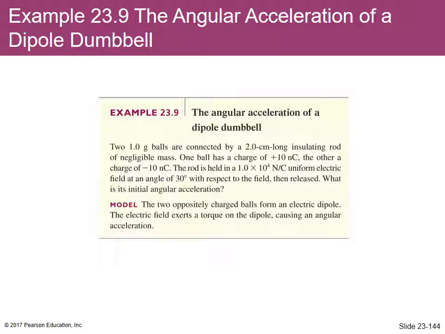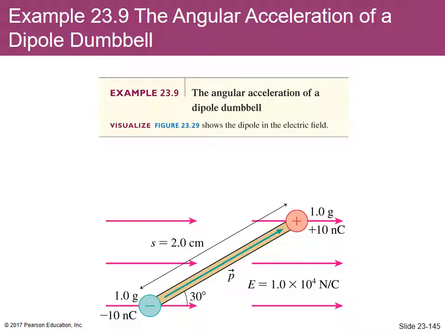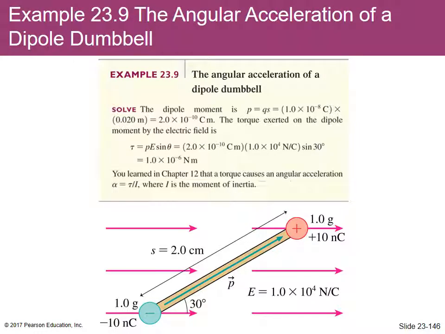The two oppositely charged balls form an electric dipole. The electric field exerts a torque on the dipole, causing an angular acceleration. The figure shows the dipole in the electric field. The dipole moment is 2 times 10 to the minus 10 coulomb meters. The torque is 1 times 10 to the minus 6 newton meters.